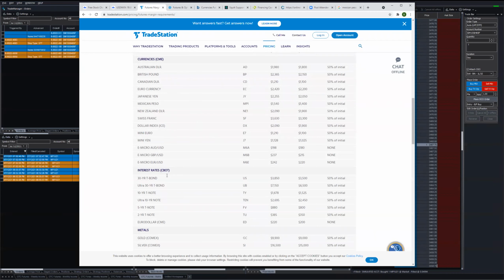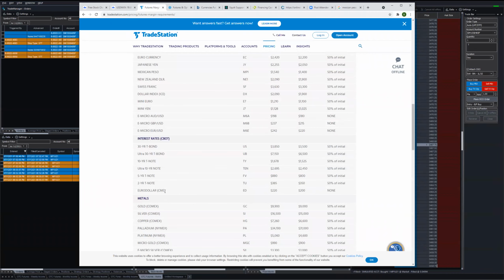We're going to look at the currencies next time, and we have the interest rates, right, that we also look at here. Basically, look at this. We have three interest rates that we're going to look at, or we have one treasury bond, the 30-year bond, the 10-year note, and the 5-year note. I've never looked at the 2-year note. We can do this exercise as well.